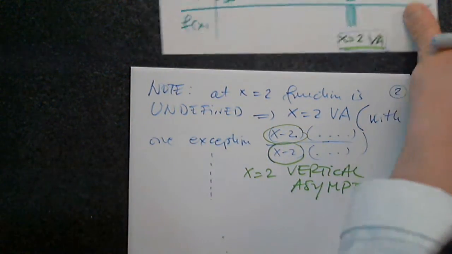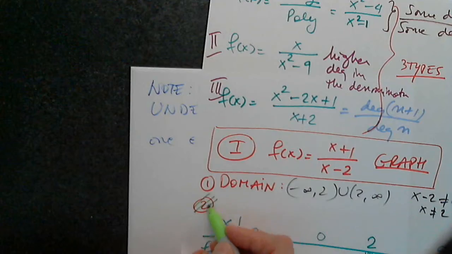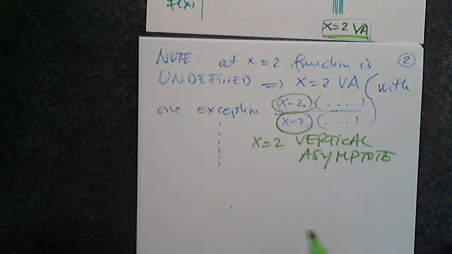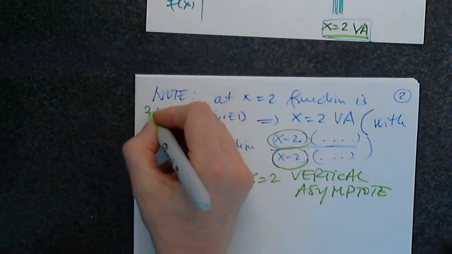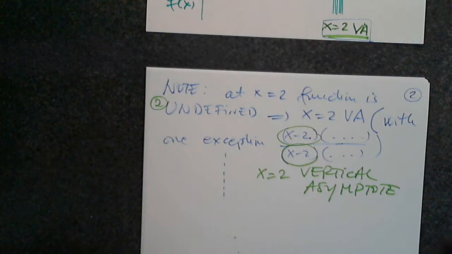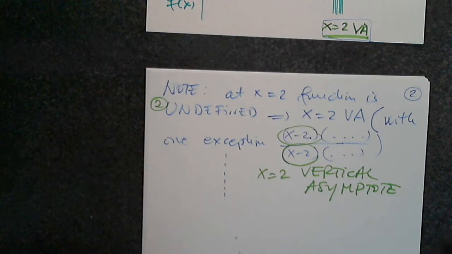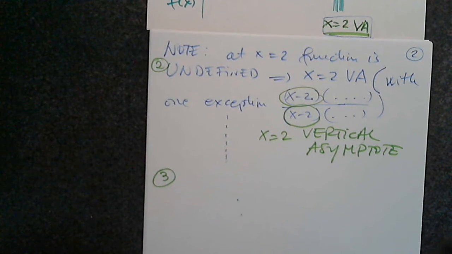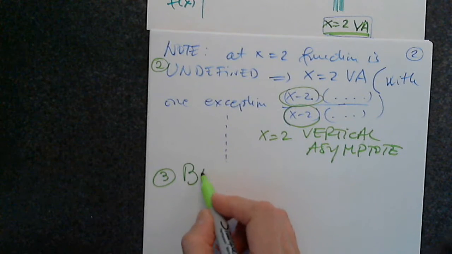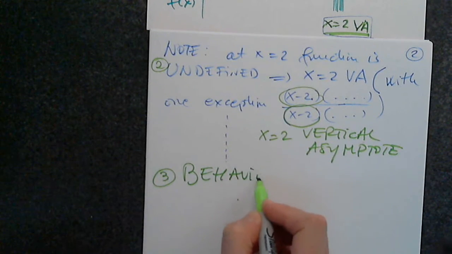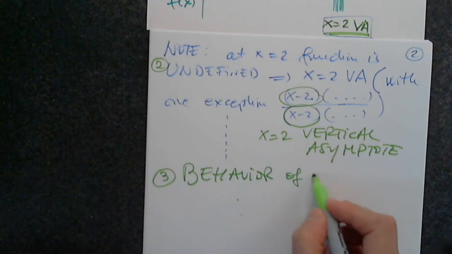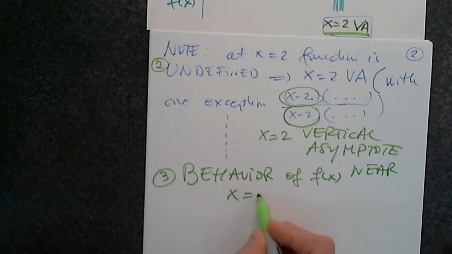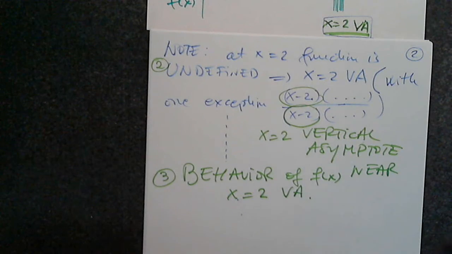In the next step, we just determined the domain. Step number 2, so also with the domain, if you want to clarify, this is step number 2, vertical asymptote or vertical asymptotes were determined. In step number 3, I will find the behavior of f of x near x equals 2, which is the VA.